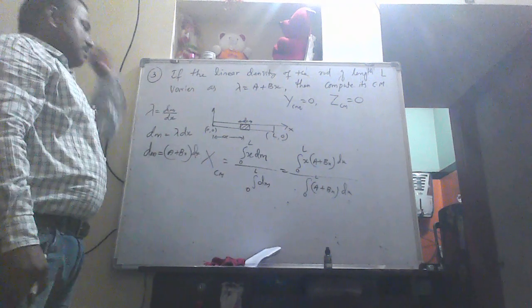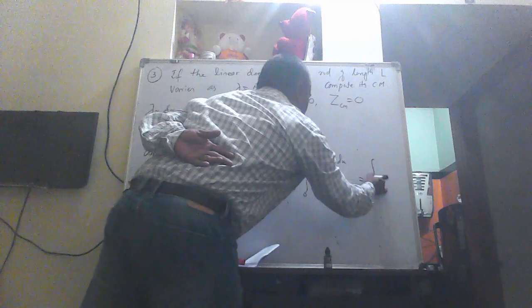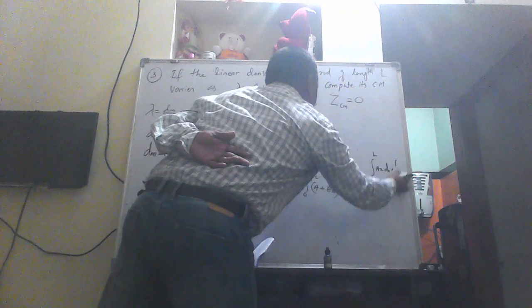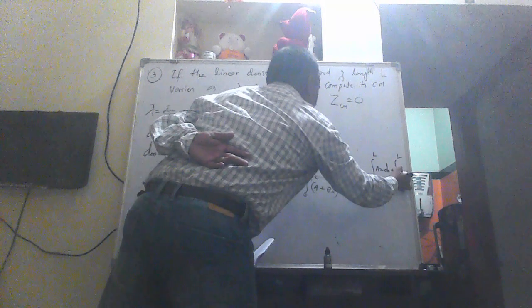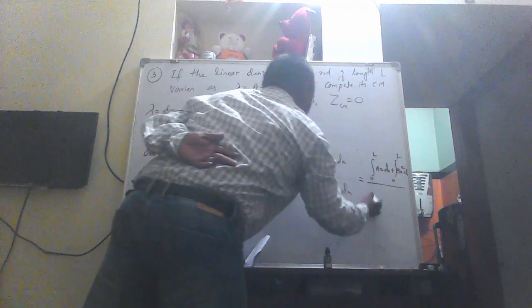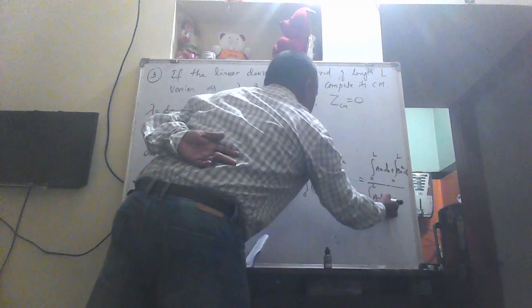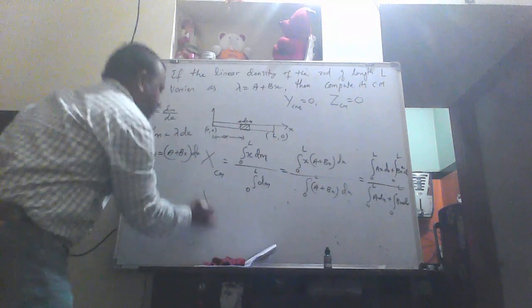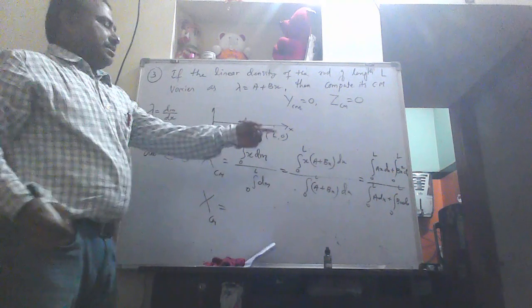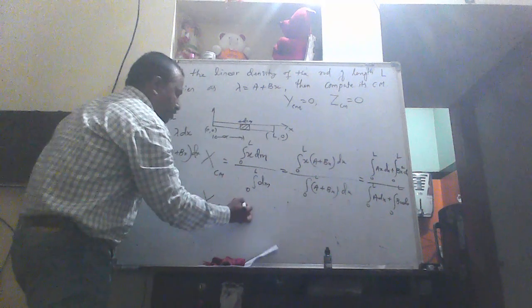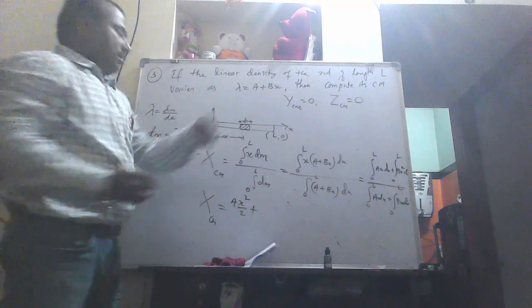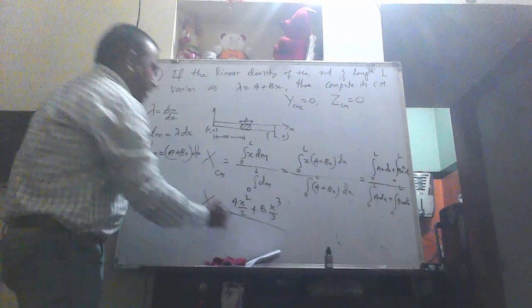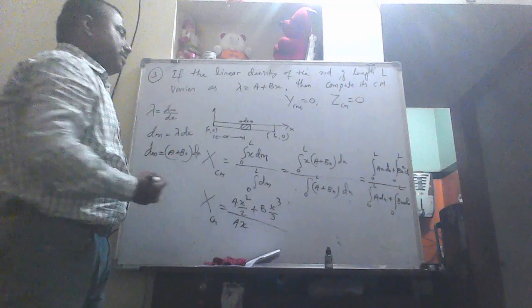To solve this, just multiply inside: integration from 0 to L of ax dx plus integration from 0 to L of bx square dx, divided by integration from 0 to L of a dx plus integration from 0 to L of bx dx. A is constant, take it outside. For the center of mass x, A is constant, integration of x into dx is x square by 2, so ax square by 2 plus b, where x square is already there, so x cube by 3, divided by ax, because the integration of a constant with dx is x.